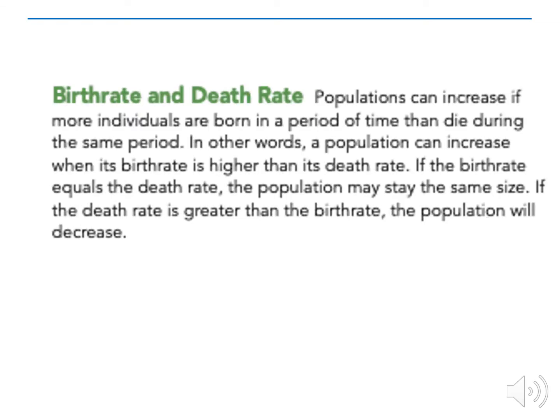Populations can increase if more individuals are born in a period of time than die during the same period. In other words, a population can increase when its birth rate is higher than its death rate. If the birth rate equals the death rate, the population may stay the same size. If the death rate is greater than the birth rate, the population will decrease.